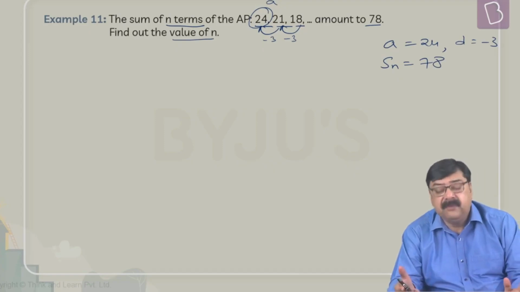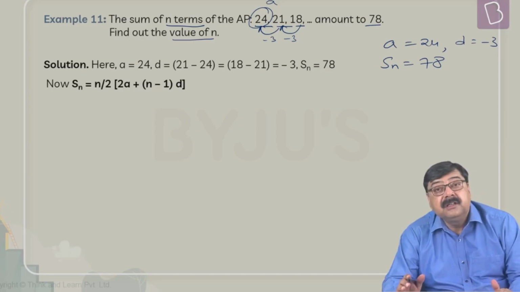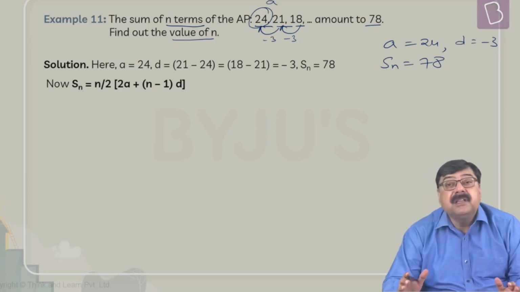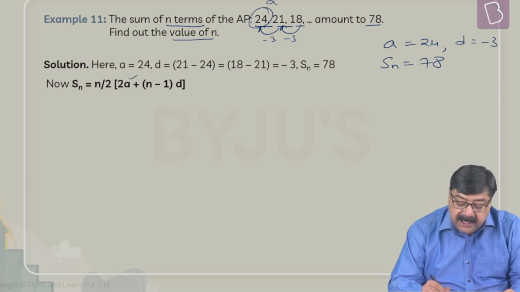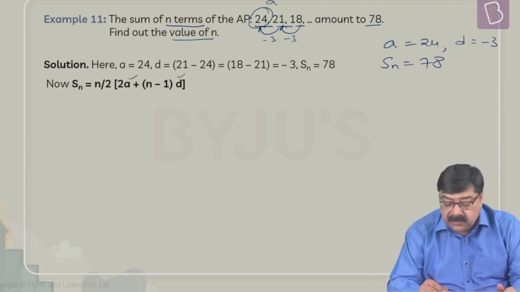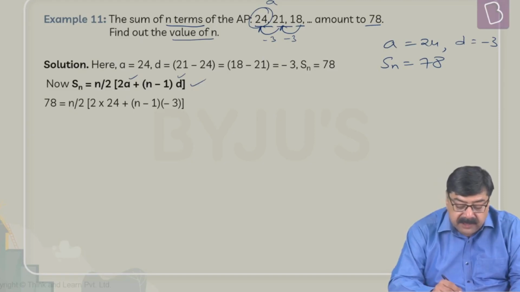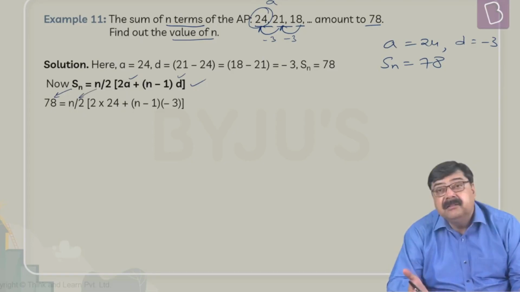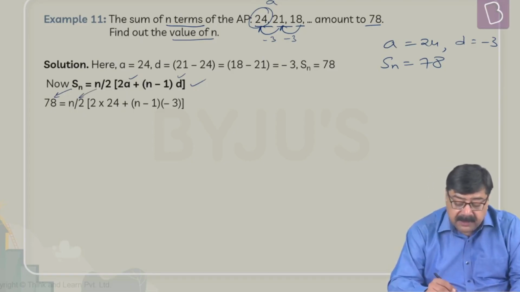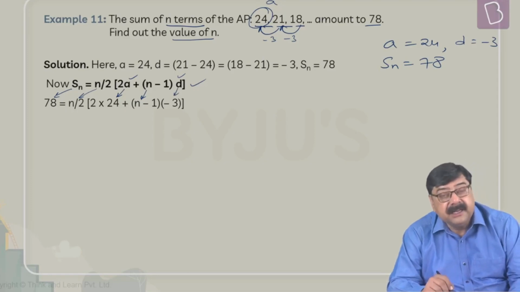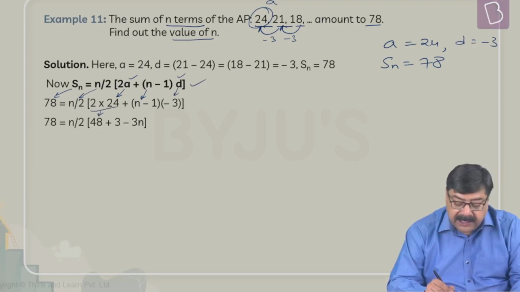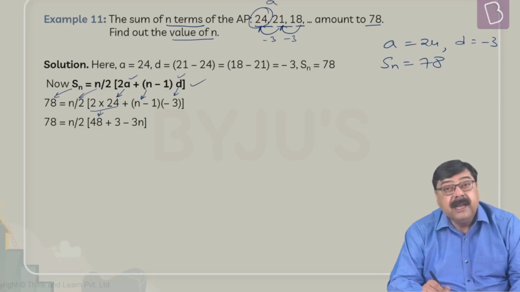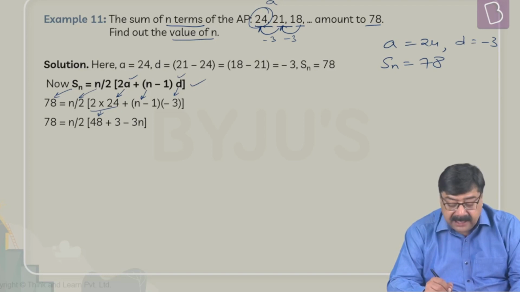So to find the value of n, we shall use the general formula for the sum of n terms. Because A and D are mentioned and the last term is not given to us, we will make use of this formula. Substituting the values, Sn, that is the sum of n terms, is given as 78. N by 2, n here is unknown, so we will keep it as it is. Then twice A, that is the first term, which is 24. N again remains the same, and D here, the common difference, is -3. So 2 into 24 is 48. And (n minus 1) into -3 shall become 3 minus 3n.